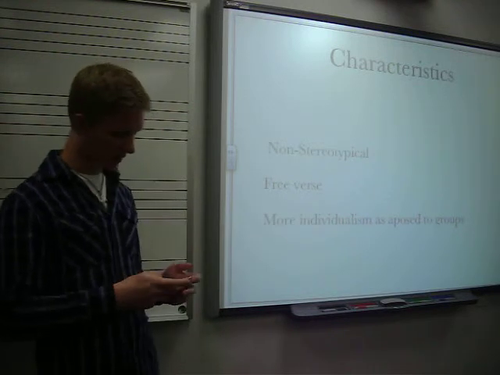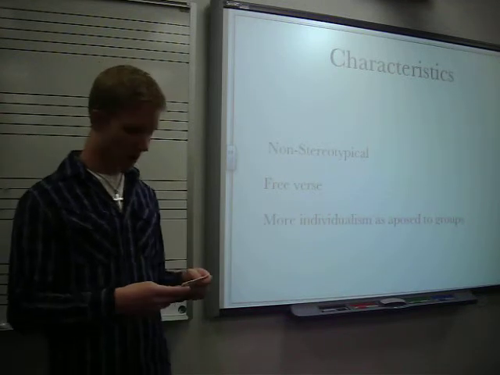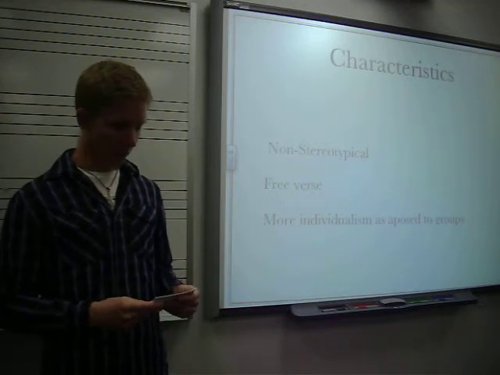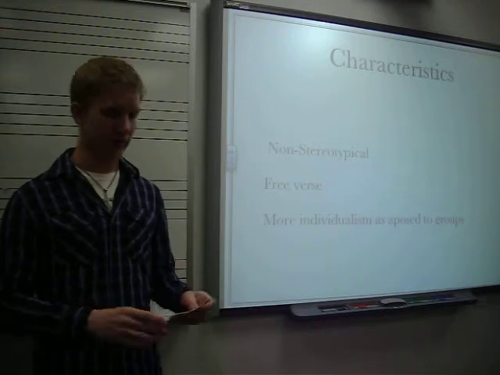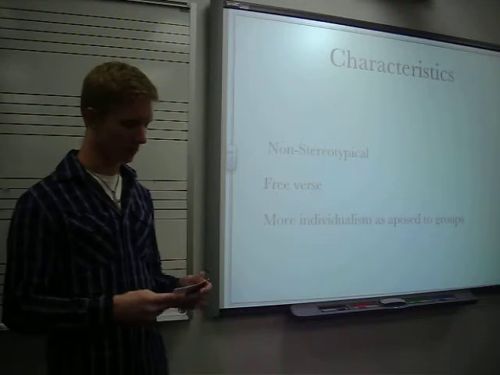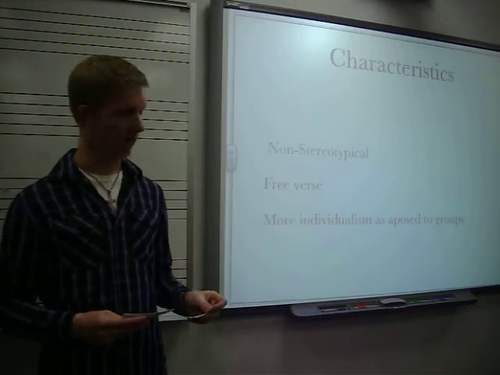And then another one is that it consists of individualism as opposed to groups. An individual person in this poem is looking at the outside world and trying to get an understanding of how people act during that time.